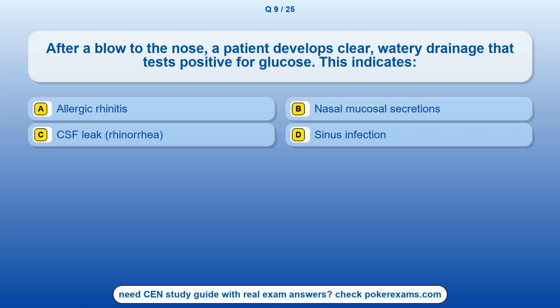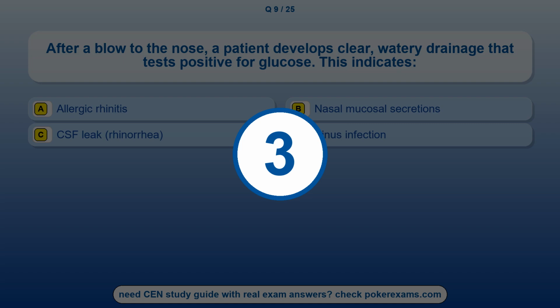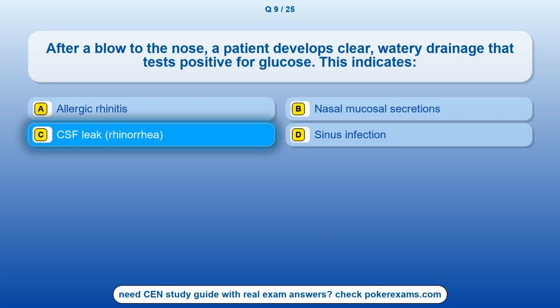Question 9. After a blow to the nose, a patient develops clear, watery drainage that tests positive for glucose. This indicates: Option A. Allergic rhinitis. Option B. Nasal mucosal secretions. Option C. CSF leak, rhinorrhea. Option D. Sinus infection. The correct answer is option C. CSF leak, rhinorrhea.